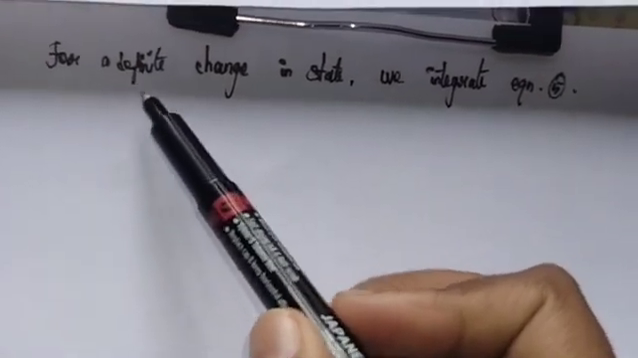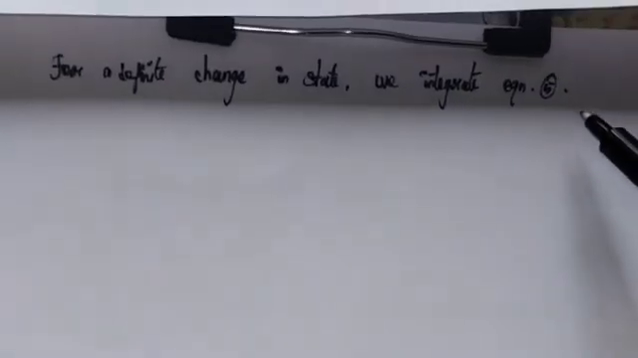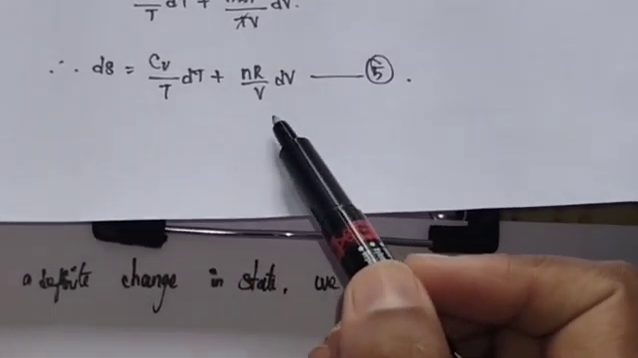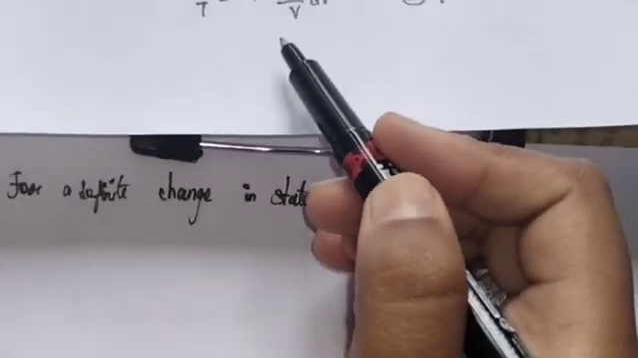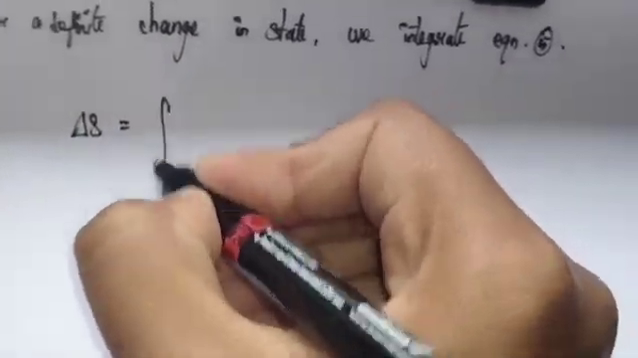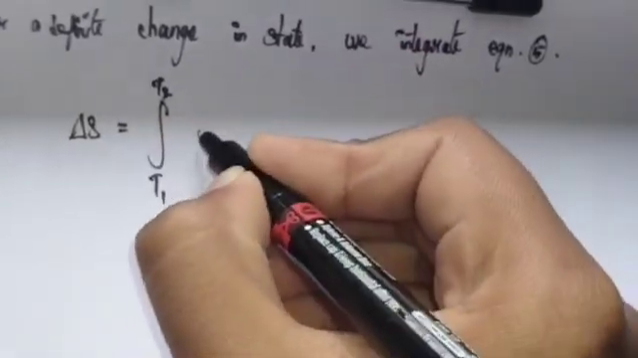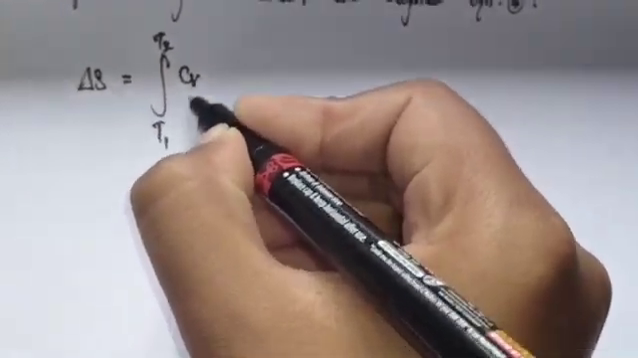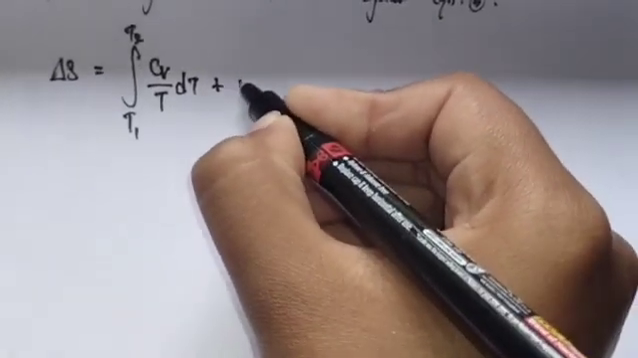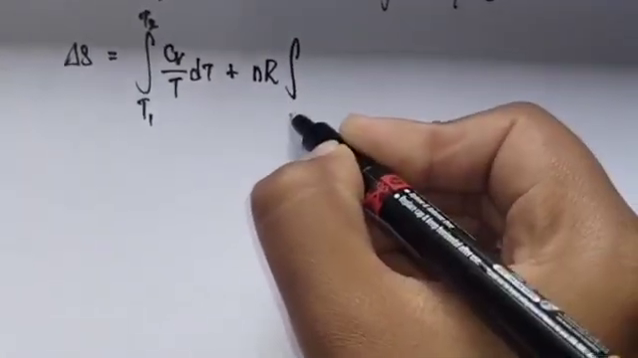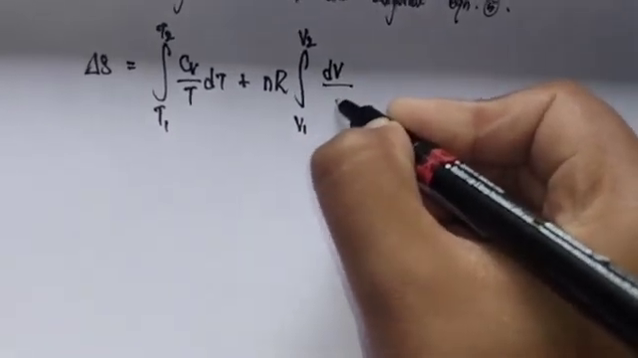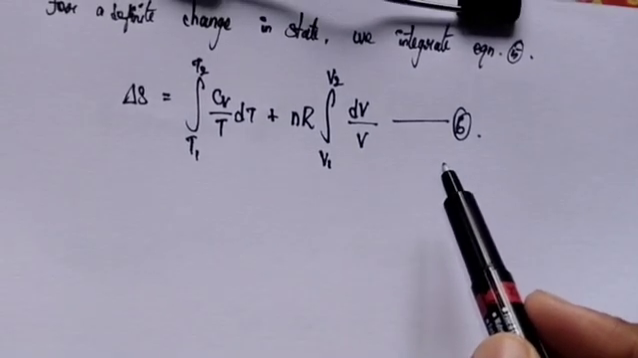Now, to get the definite change in state, we are integrating equation 5. So this is equation 5, that is dS is equal to Cv by T into dT plus nR divided by V into dV. While integrating this fifth equation, we get delta S is equal to integral from T1 to T2 of Cv by T into dT plus nR is constant, so we are taking it out, nR integral from V1 to V2 of dV by V. Take this as equation number 6.